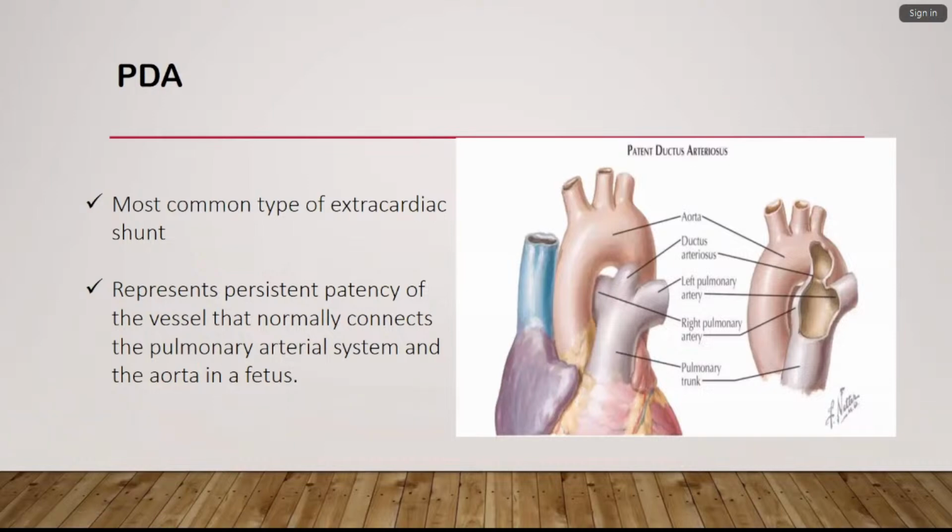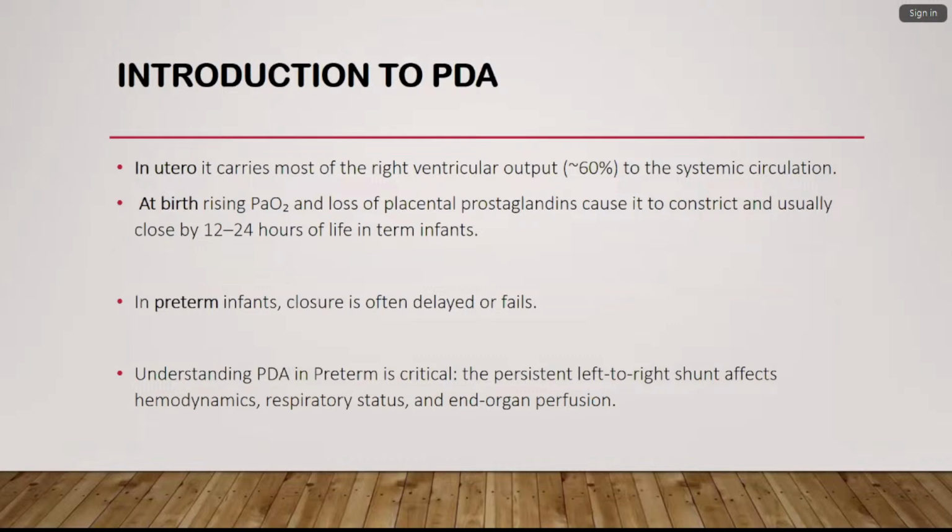So it represents persistent patency of the vessel after birth that normally connects the pulmonary arterial system and the aorta in a fetus. In utero, it carries most of the right ventricular output, around 60%, to the systemic circulation. But at birth, due to increased PaO2 and loss of placental prostaglandin, the ductus arteriosus constricts by 12 to 24 hours of life.